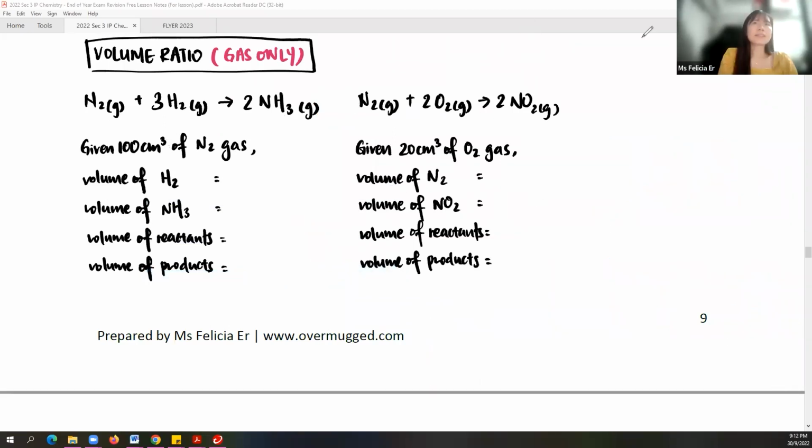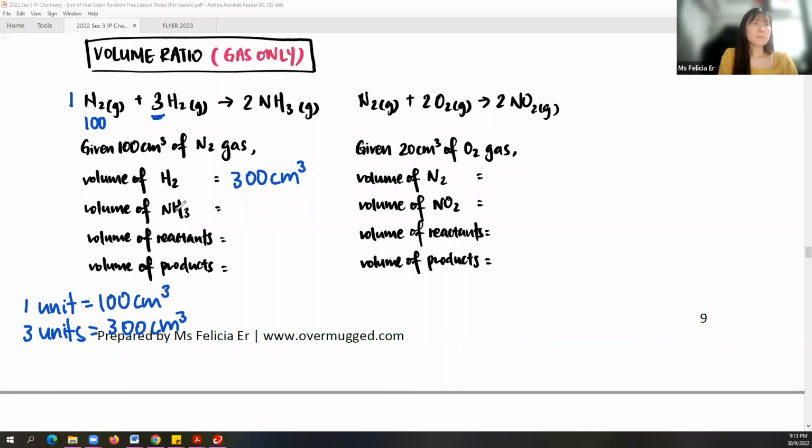So in this case, they say that there is 100 cm³ of nitrogen gas. So if this is 100 cm³, this is 1 unit, right? That means 1 unit is 100 cm³. So now they ask you for H2. H2 is 3 units. Then you do your simple math. So 1 unit is 100, 3 units will be 300. Yep, like that.